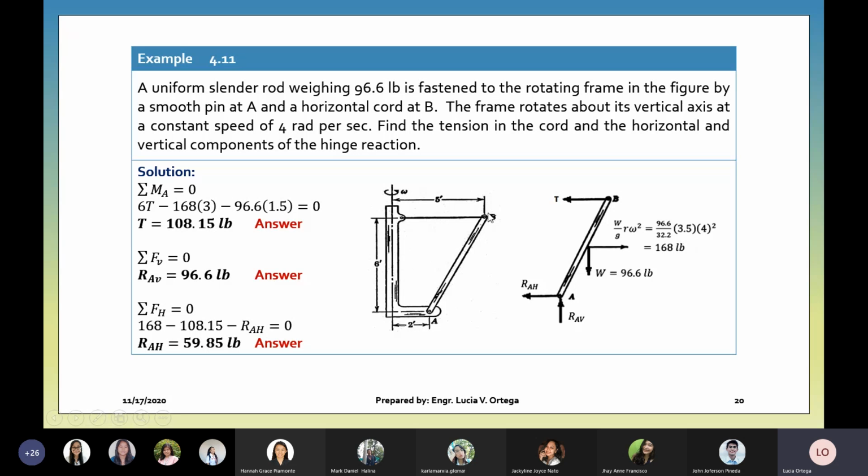Hindi yung buong 5 kasi point beyond. So dapat yung radius of rotation, we consider from the center, from the centroid of the body. So that's why it's 3.5. So this one is correct. Okay?